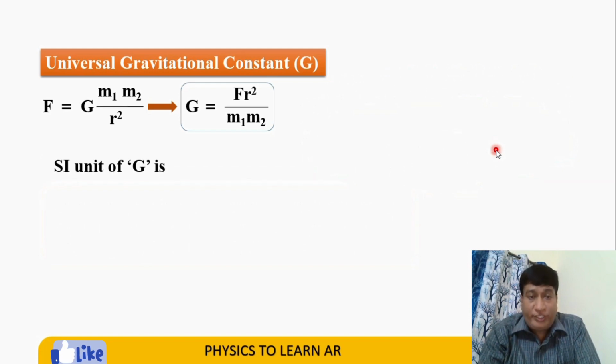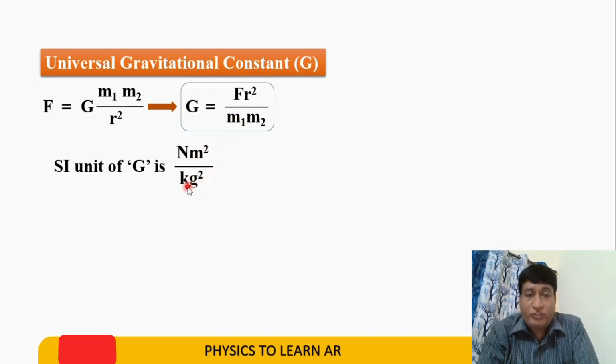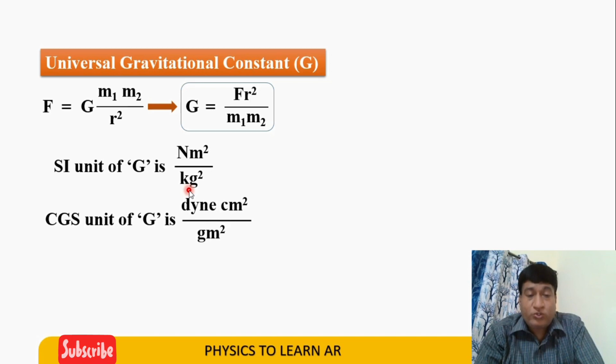So the SI unit of G is, before discussing this we should know the units of force, distance and mass. The unit of force is Newton, distance we measure in meters, and masses m1 m2 are kg into kg, which is kg square. With the help of this, the SI unit of universal gravitational constant is Newton meter square kg to the power of -2. In CGS we can call it dyne centimeter square by gram square.